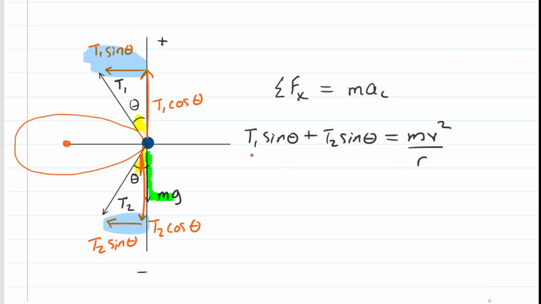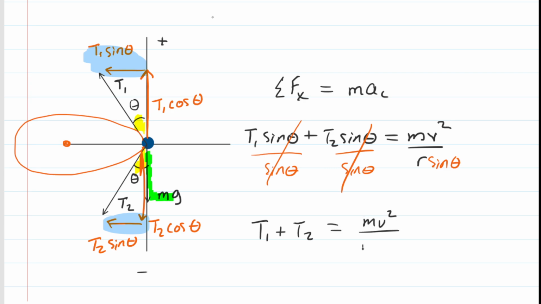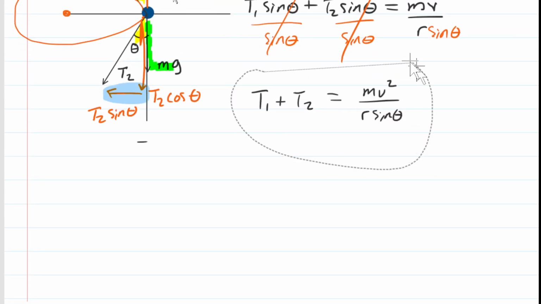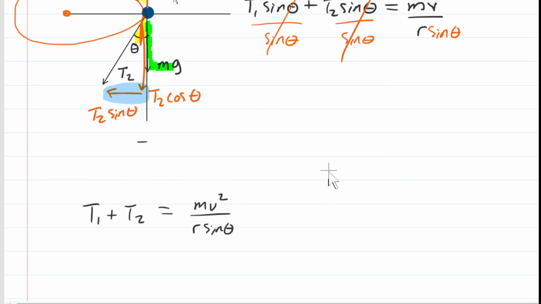And like before, we're going to divide every term by this trigonometric function here, in this case by the sine of theta. When you divide over here, that sine of theta is going to end up in the denominator. So those sine thetas cancel, and now we have T1 plus T2 is equal to mv squared, all divided by r sine theta. Now let's bring back in the other equation that we developed using the y direction information.